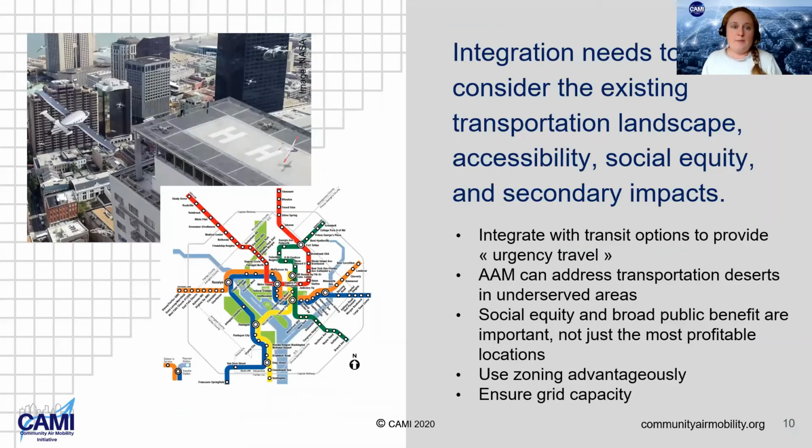We need to consider all the existing transportation options. We need to consider accessibility. We need to consider social equity, secondary impacts, both positive and potentially negative. And the idea of using zoning as one of these areas of policy that cities and local decision makers have some influence over is something that I think is empowering to those decision makers and can be done well, can be done in a way that supports safe operations as well as the maximum benefit for everybody with these vehicles.